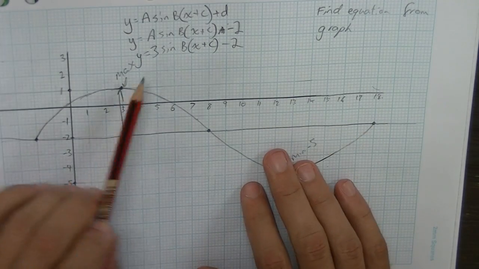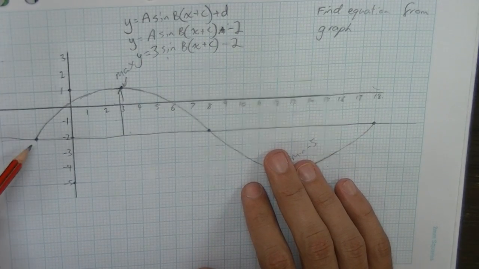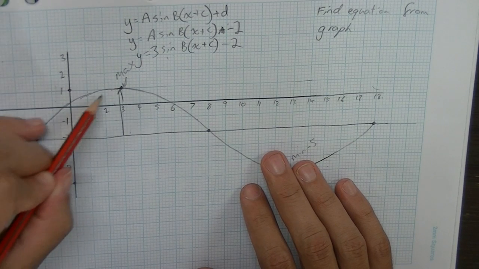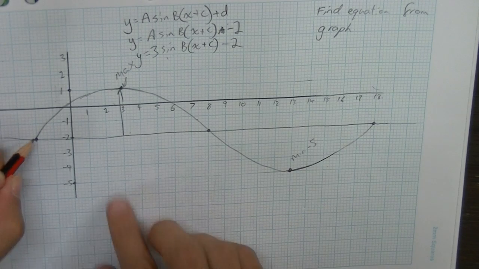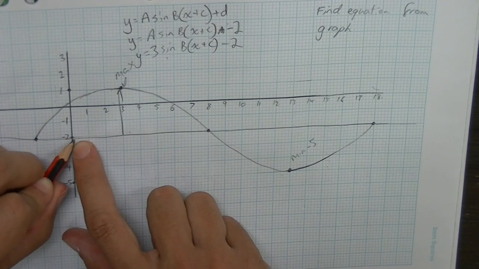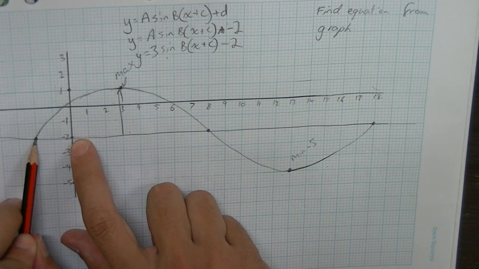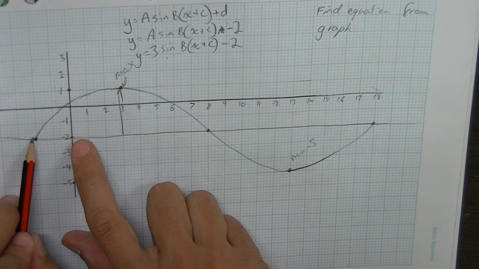Okay, now bear in mind this is a sine curve, so it needs to start from there and move upwards from there. We can see that it starts from here. Now normally sine functions start from here. The fact that it's starting from here tells us that there's been some sort of phase shift.